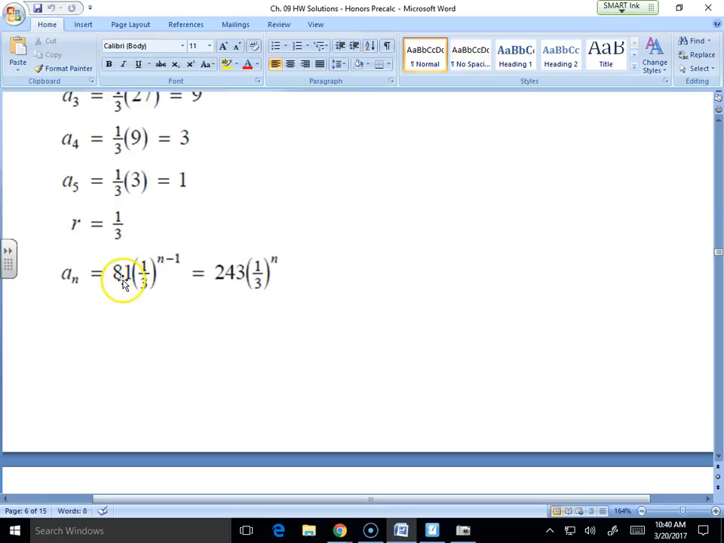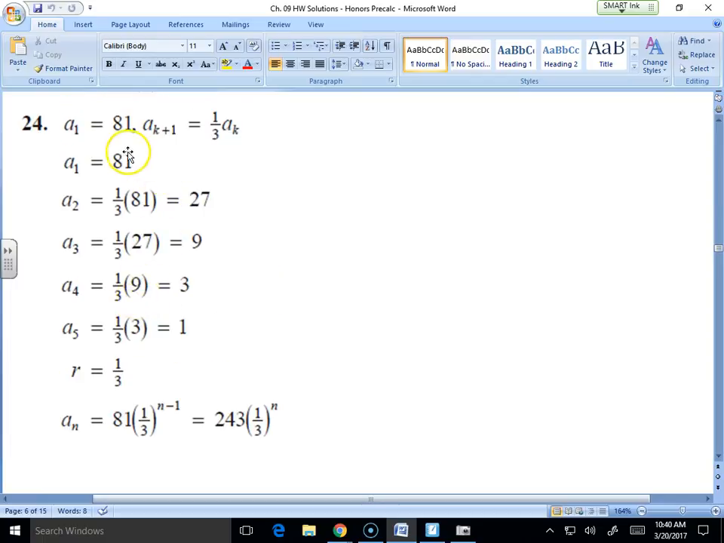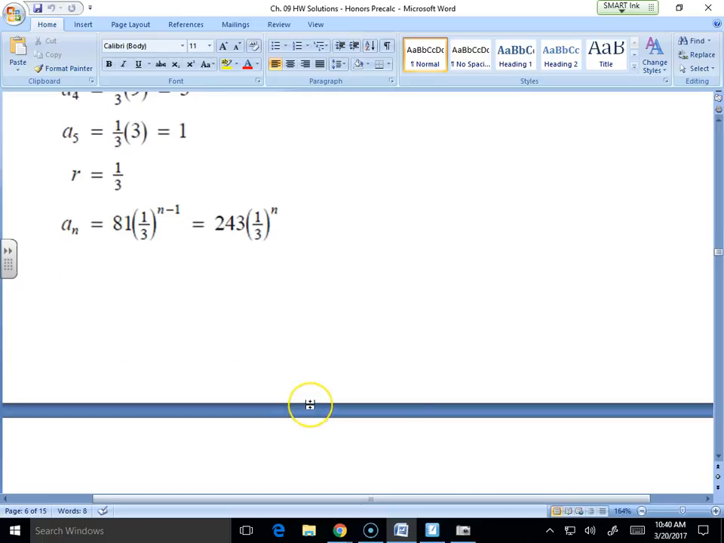How many guys wrote down 81 times 1/3 to the n minus 1? Okay, so the rest of us didn't do homework at all over the weekend? Weren't you just plugging and chugging, guys? You have A1 from your recursive formula, you have times 1/3. That gets plugged into the A1 spot, 1/3 gets plugged into the R spot. That is the formula from our notes that we're supposed to be memorizing? Yeah. Real quick, how did they get 243?